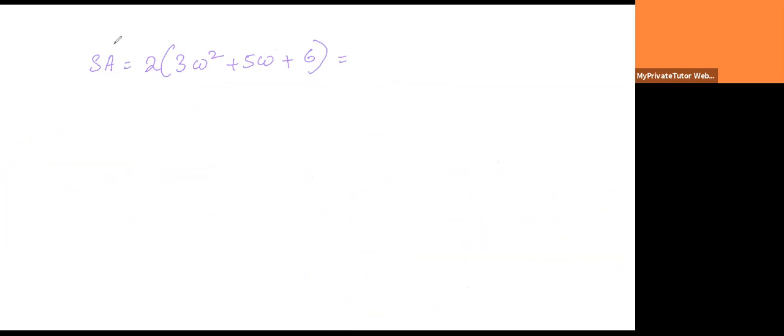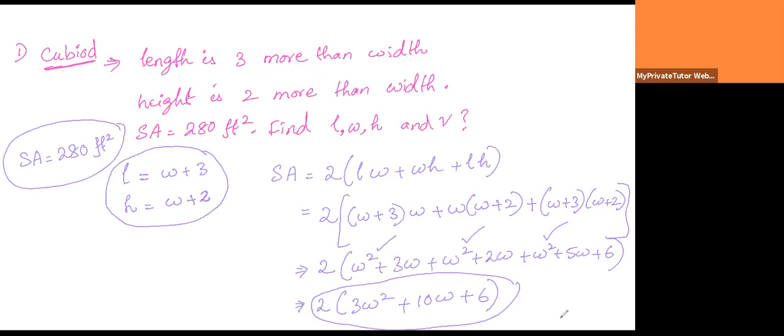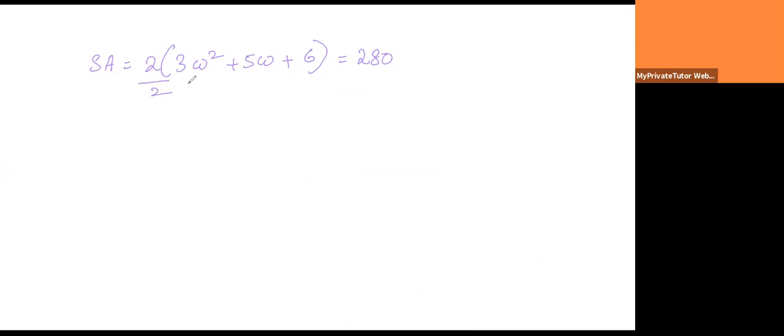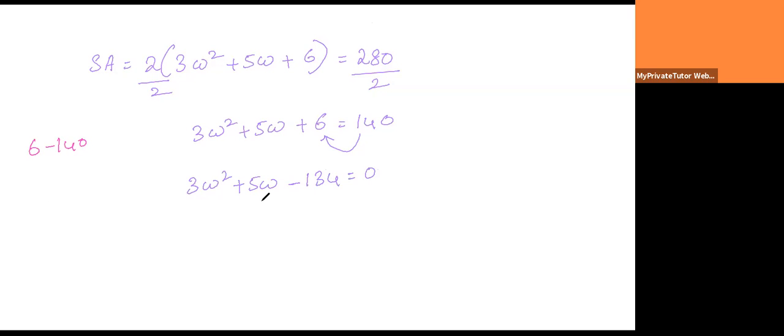Now you can substitute the surface area value here, which is 280, given in the question. If you want, you can just have a look. And then we have a 2 here, so divide both sides by 2. So 3W square plus 10W plus 6 equals 140. Move this 140 to this side. So we'll get 3W square plus 10W minus 134 equals 0. I just did 6 minus 140, which is minus 134.